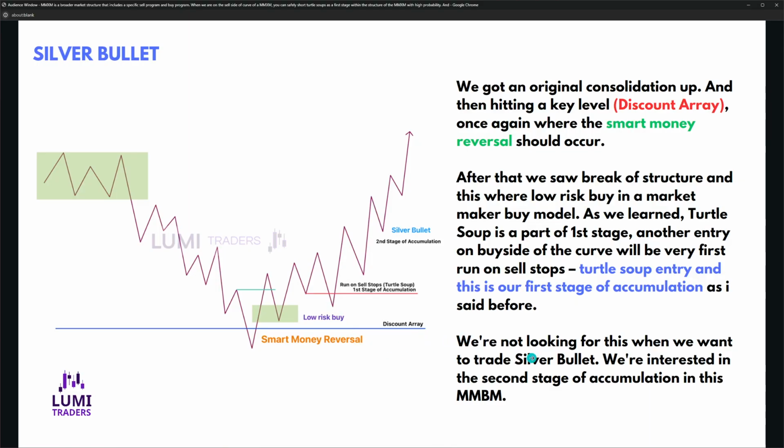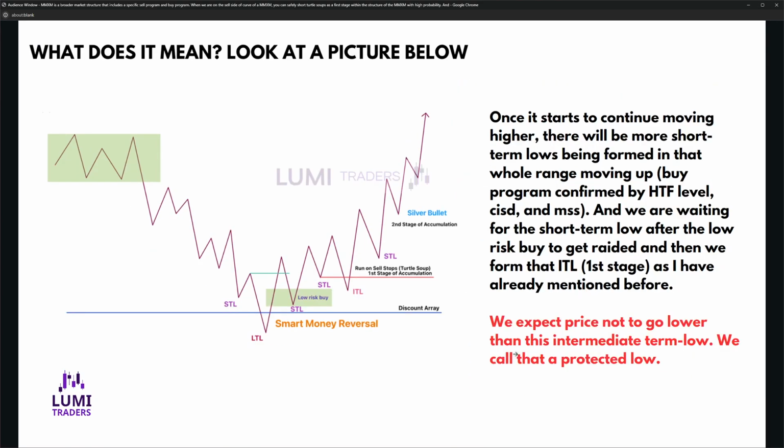We are not looking for this when we want to trade silver bullet. We are interested in the second stage of accumulation, this market maker buy model. But as I said, I would say silver bullet is usually between the first stage and the second stage. What does it mean? Look at this picture below. Once it starts to continue moving higher, as I said already before when I explained the short-term low right here, we can see it get traded this short-term low.